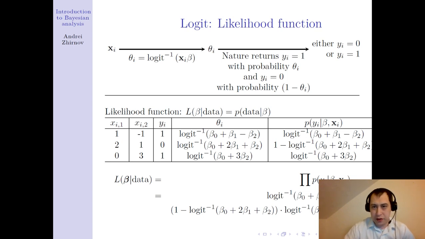In addition to this description of the data generating process, we are going to need a hypothetical data set. So here at the left side of the slide, you can see a hypothetical data set with two independent variables, one dependent variable, and 3 observations. The variable x1 takes the values of 1, 2, and 0. The variable x2, the second independent variable, takes the values of -1, 1, and 3. And the dependent variable has the values 1, 0, and 1.